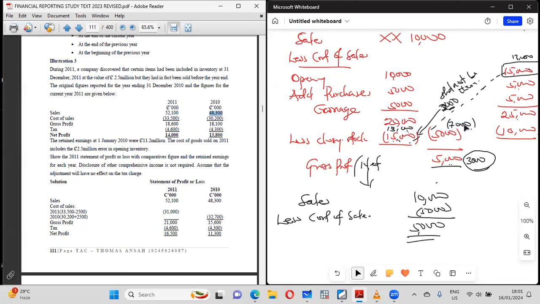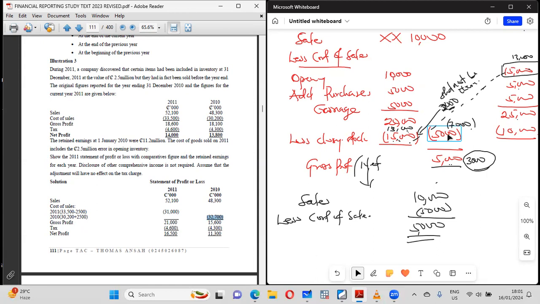If you take it out, your cost of sales is going to increase. So the 2010, you see, we have added the 25 back. So that is what you see. It is going to increase it. That is it. It shouldn't have been there.